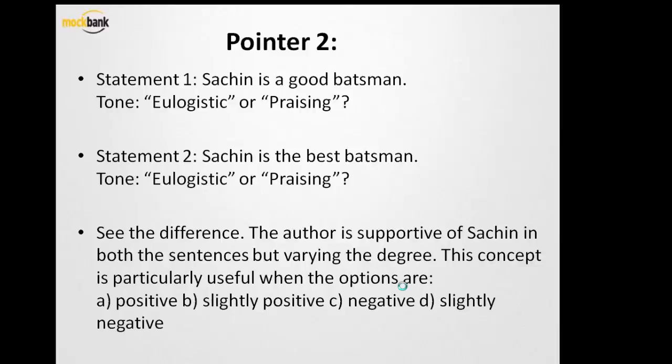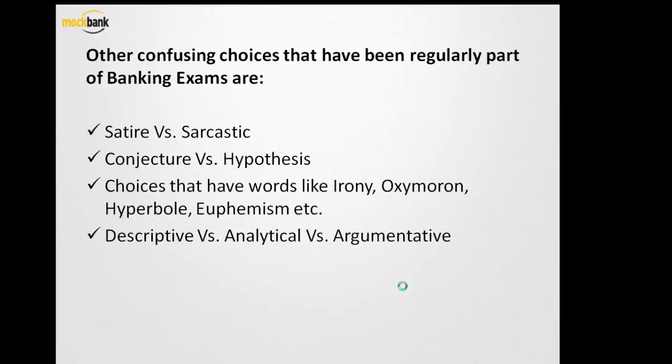If you closely see, the author is supportive of Sachin in both the sentences, but he's varied the degree a lot. This concept is particularly useful when the options are positive, slightly positive, negative or slightly negative. When I say good batsman, I am just praising him. When I say he is the best batsman, I am being eulogistic. Eulogistic means high praise.